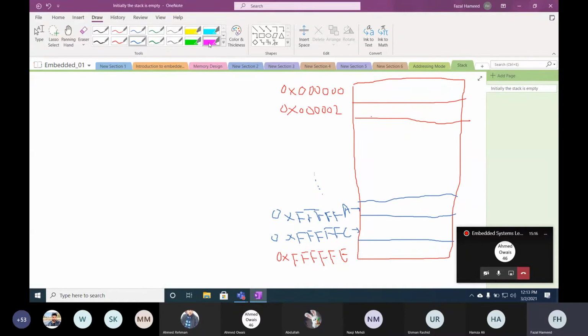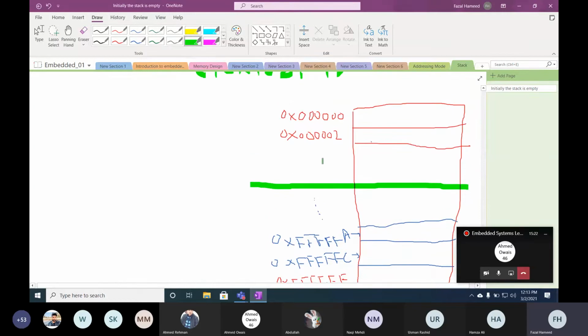Okay, now let's assume that the stack ends here. This is the end of the stack. So actually we have divided the memory into two portions. Now the upper portion is dedicated for what? The upper portion is dedicated for program memory. Am I right?